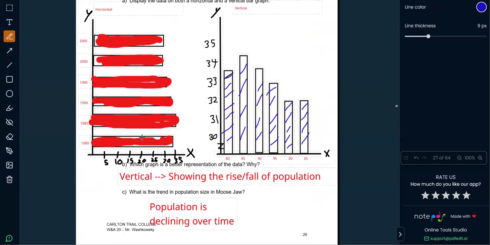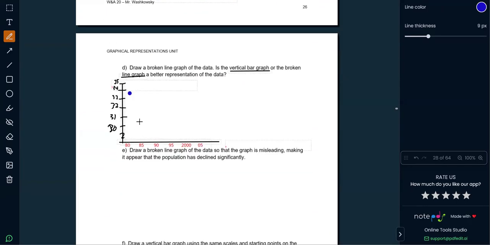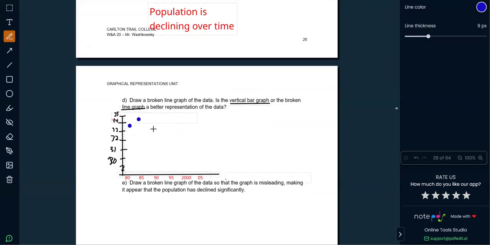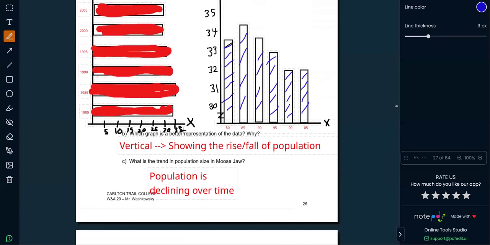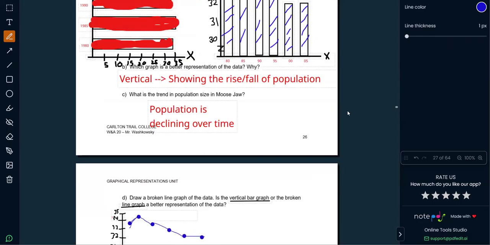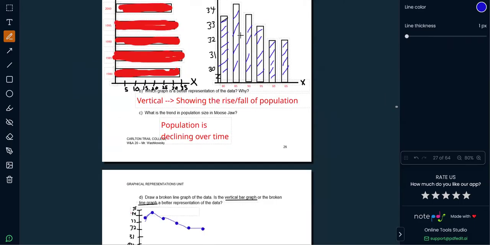In 85, it was 34.3. In 1990, it fell down to just 33.4. In 95, it went down to exactly 32.8. So 33. And then the next two, it was exactly at 32. Right? And then you just connect the dots from left to right. Now, which of these two graphs do you think is better, the vertical one or this one?